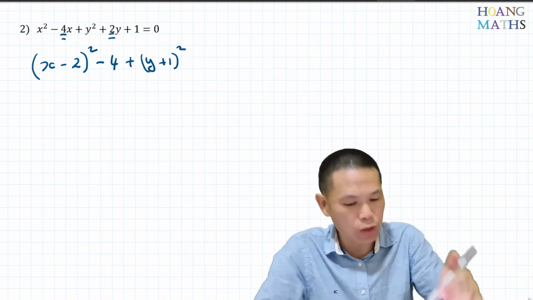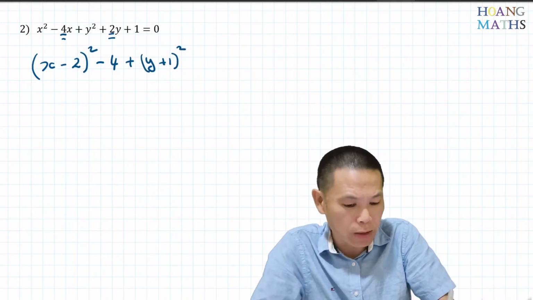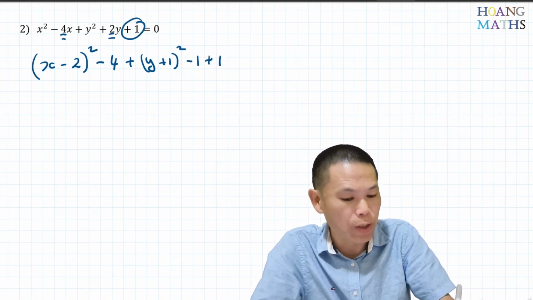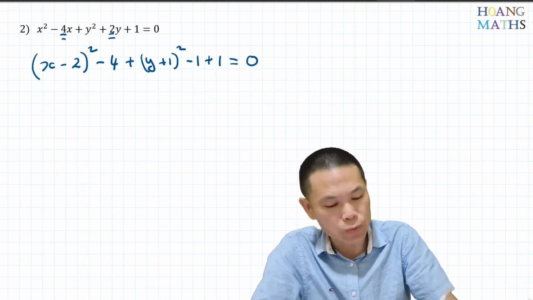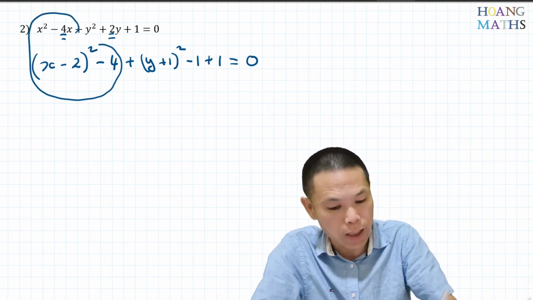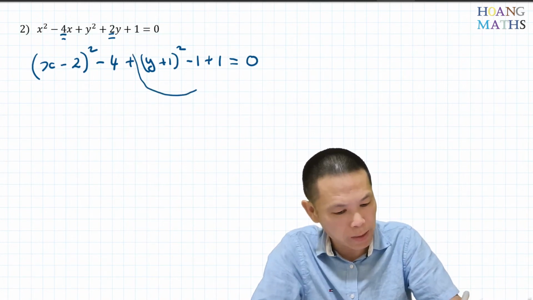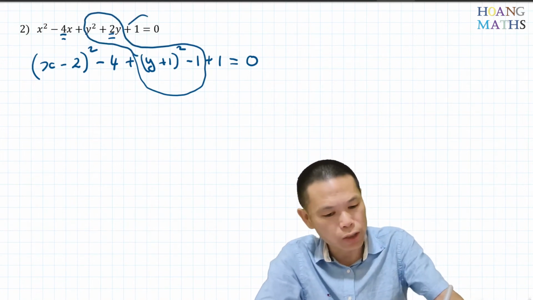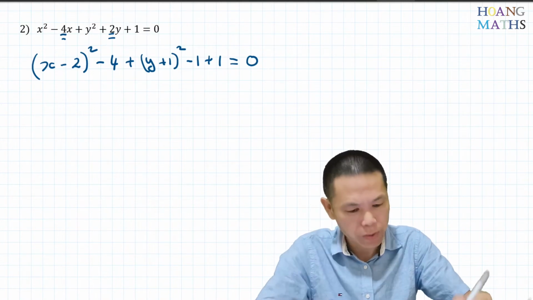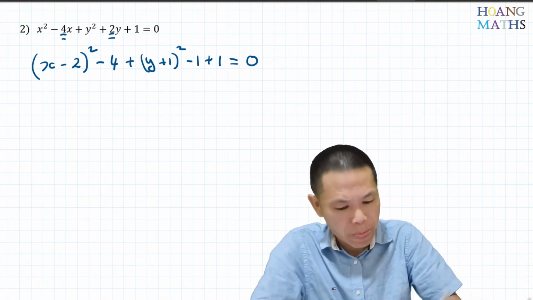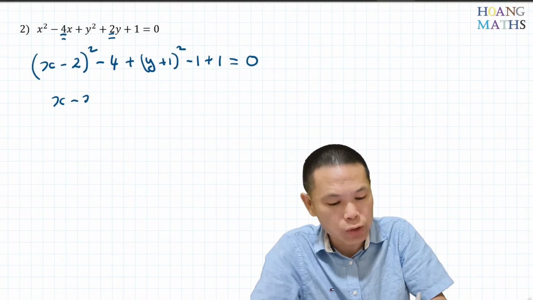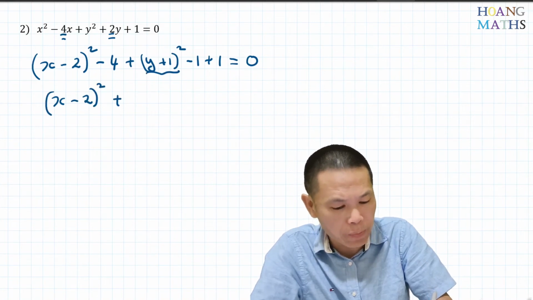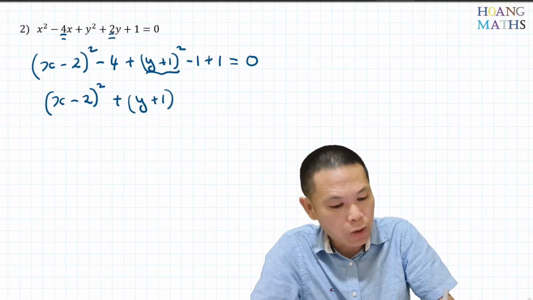Then of course, we need to minus the 1 square. So 1 square is 1, so we minus 1. And this one here, we just write this down. So that becomes 0. So now we know that these are equal and these are equal. So now I just simplified it. So x minus 2 all square plus y plus 1 all square.